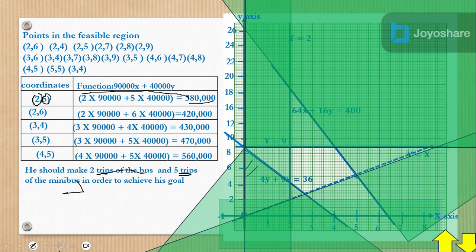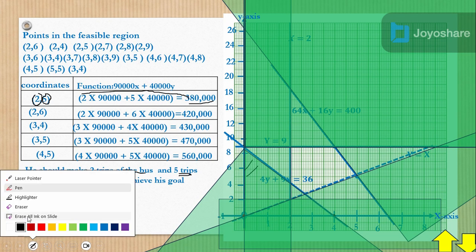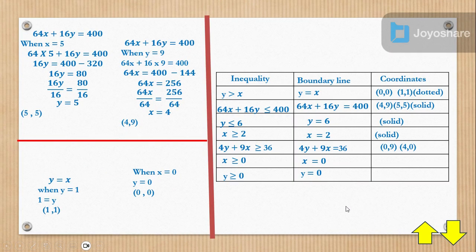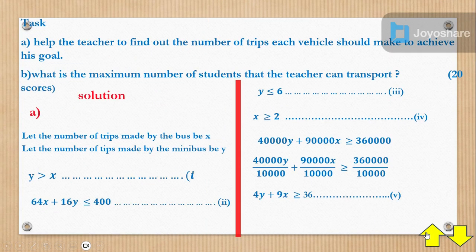Let's go and see what they said in part B. Part B, they're saying: what is the maximum number of students that the teacher can transport? So the maximum number of students that the teacher can transport.